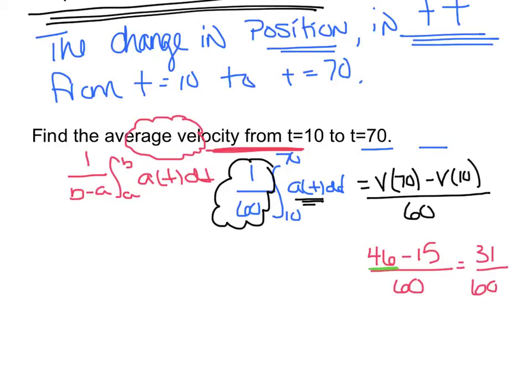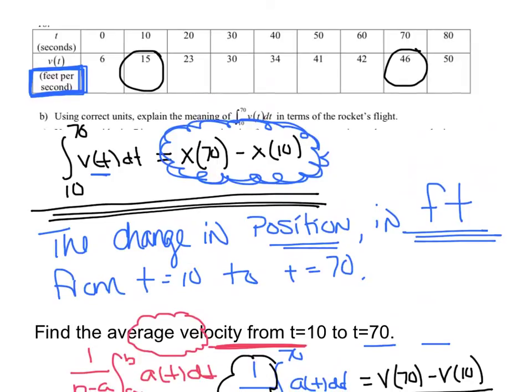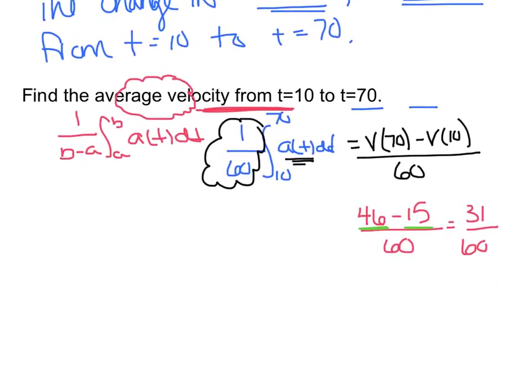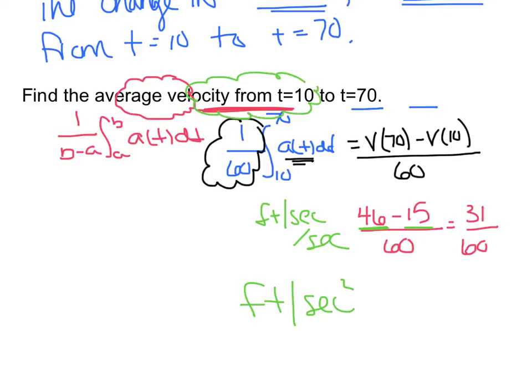The 46 and the 15, look at your table. Those come from, here's 46, here's 15, they happen to be on the line called feet per second. That's what that is. The 70 minus 10 happen to be on the line called seconds. So on top, you have feet per second, and on the bottom, you have per second. That gets you feet per second squared. Remember, you're averaging acceleration. If velocity is feet per second, acceleration should be feet per second squared.